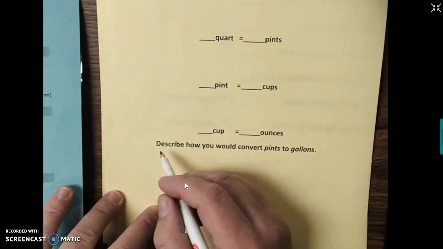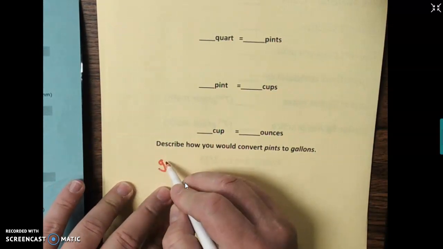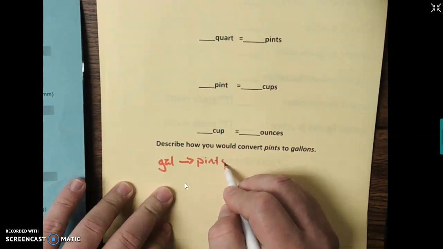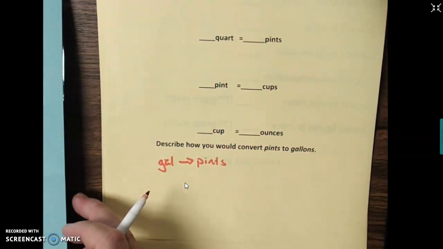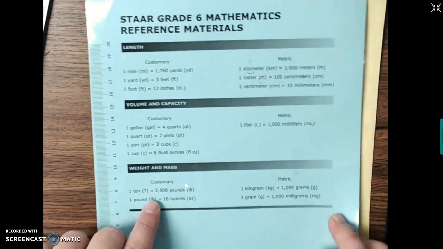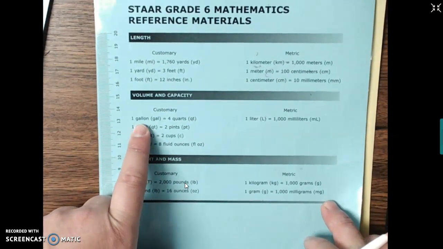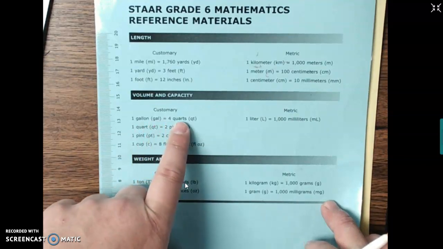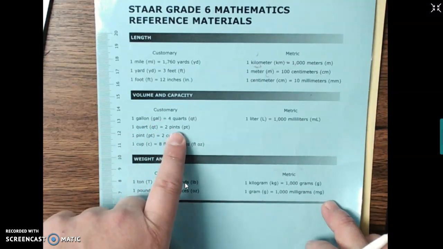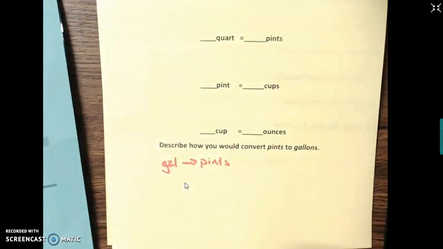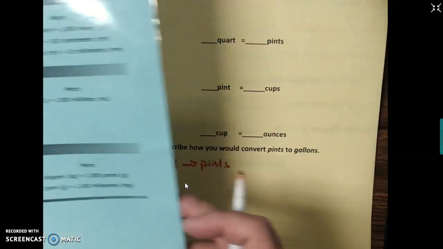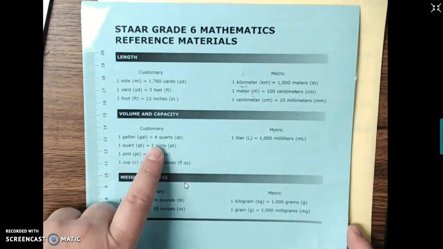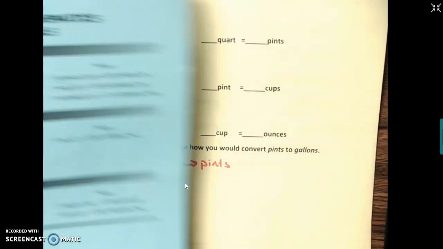Let's say we want to go from gallons to pints. Okay? Now, here's the problem. On the STAR chart, it does not tell you a direct correlation. There's not a gallons to pints. There's a gallons to quarts and a quarts to pints. So when you set this up, you may have to do 2 proportions. Or you can multiply. And we'll talk about that in a second.